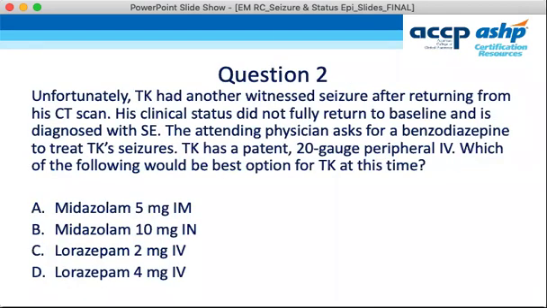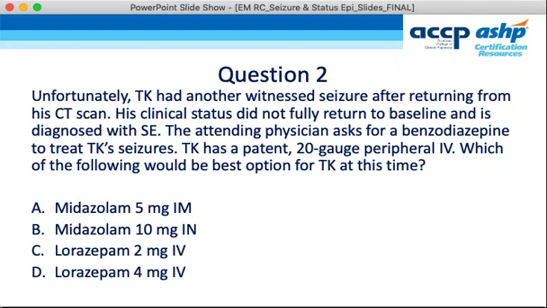So let's go to question 2. Unfortunately, TK had another witnessed seizure after returning from his CT scan. His clinical status did not fully return to baseline, and he's thus diagnosed with status. The attending physician asked for a benzodiazepine to treat TK's seizure. TK has a patent 20-gauge peripheral IV. Which of the following would be the best option at this time? And also pointing out that TK weighs around 85 kilos.